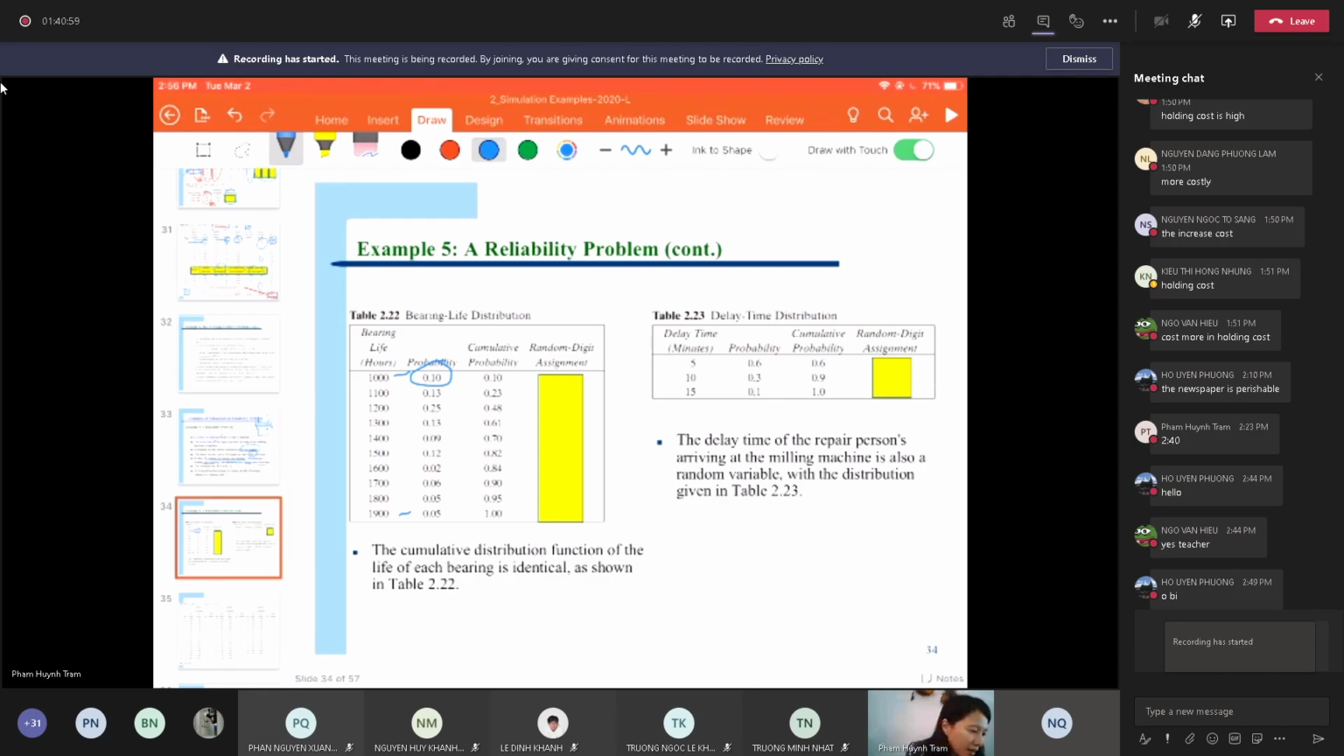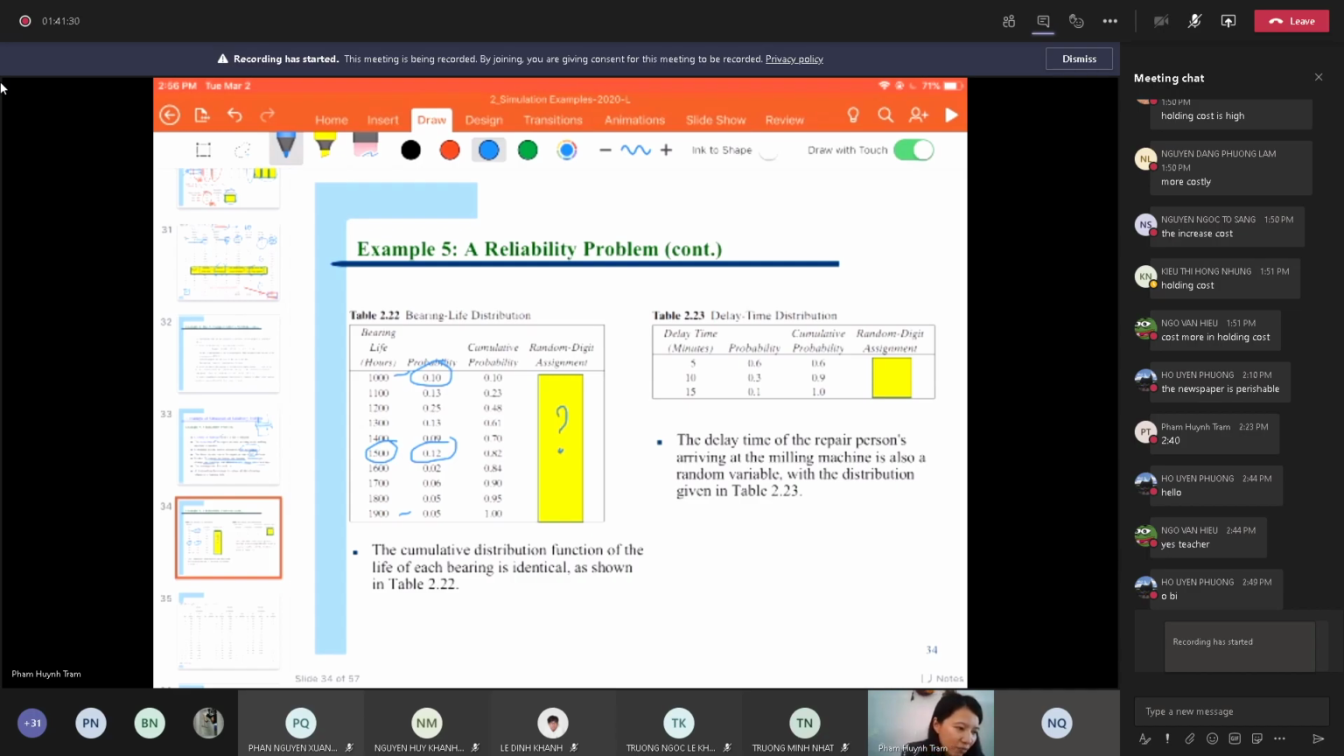Let's say look at this one. 12% of the bearings that we observe have a bearing life of 1,500 hours. And continue like this. We will use the random digit assignment to simulate this probability distribution of the bearing life. You fill up this one.